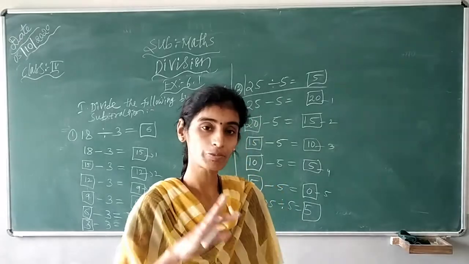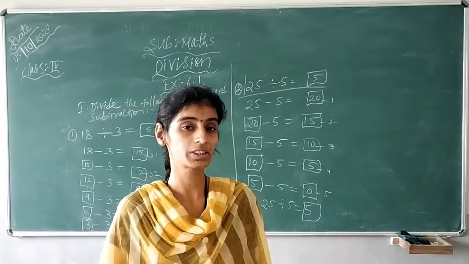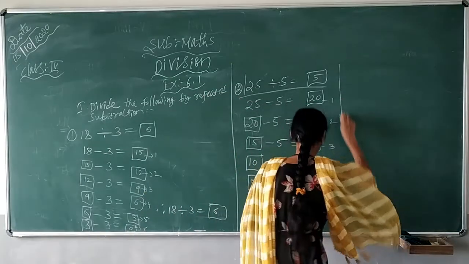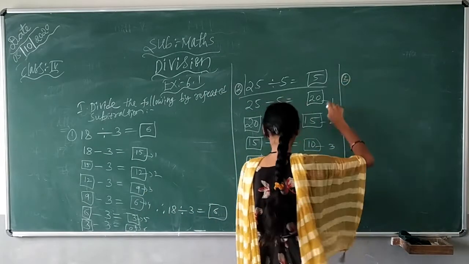25 books in 5 days. It means you are taking 5 days to read the 25 books. Okay. Then question number 3.